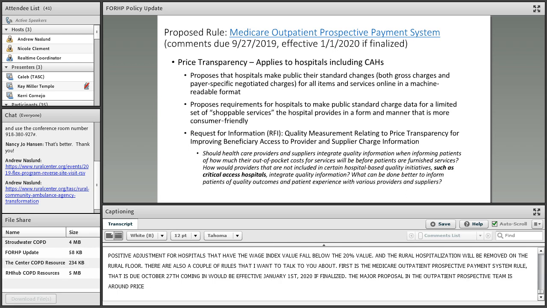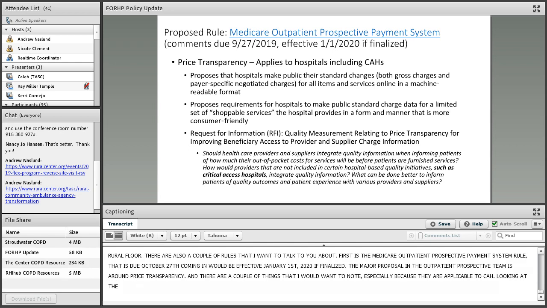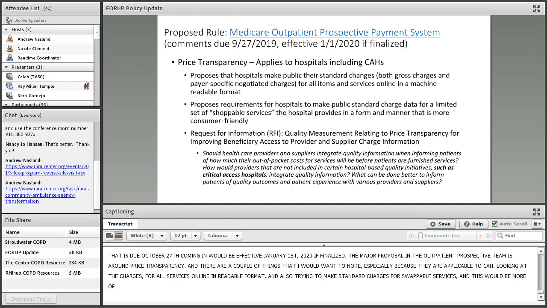And the major proposal in the Outpatient Prospective Payment System rule this year is around price transparency, and there are a couple things that I would want to know, especially because they're applicable to CAHs. First, that hospitals would have to make public their standard charges for all items and services online in a machine-readable format. There's also a similar requirement to make standard public charges for a limited set of shoppable services, and this would be something that would be more of a consumer-facing, consumer-friendly document.